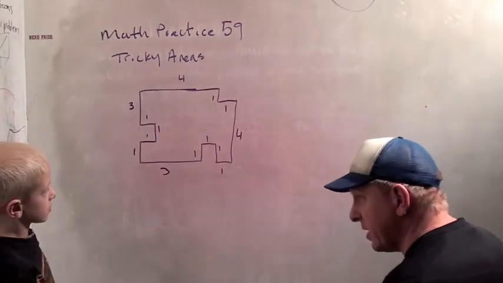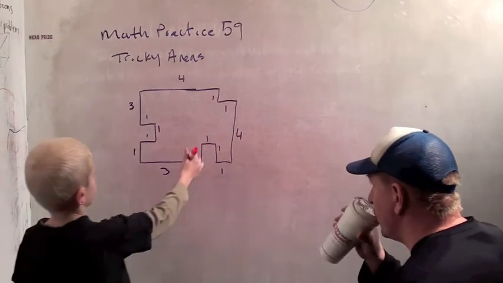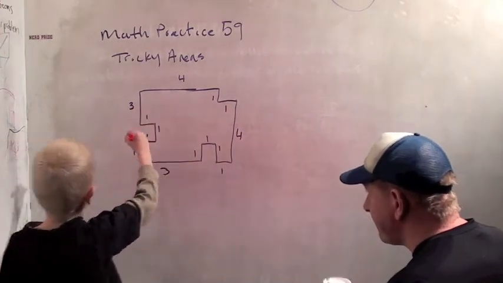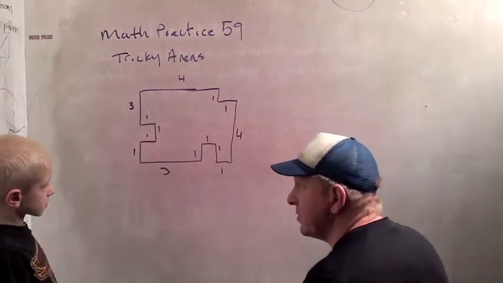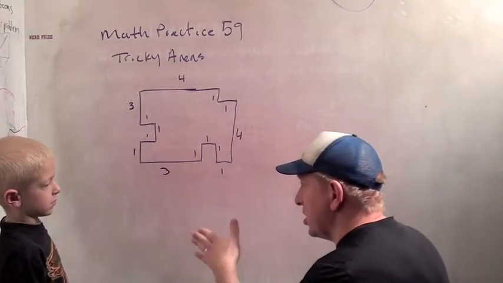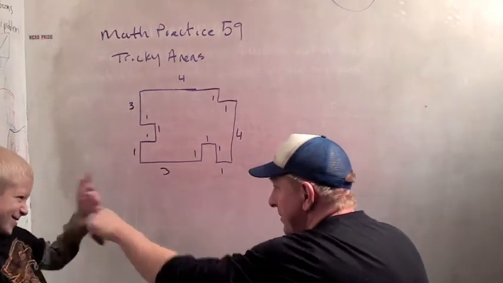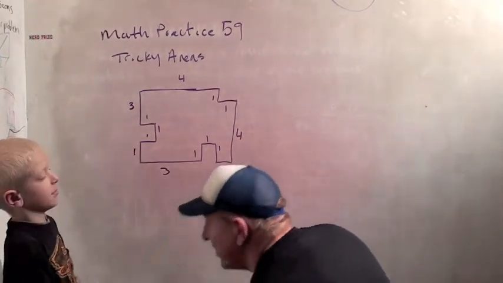So we're still talking about rectilinear shapes, right? What does that mean? Shapes that only have right angles. That's right. So when you go around the shape to find the perimeter, you go... right? Yeah. Only right angles.